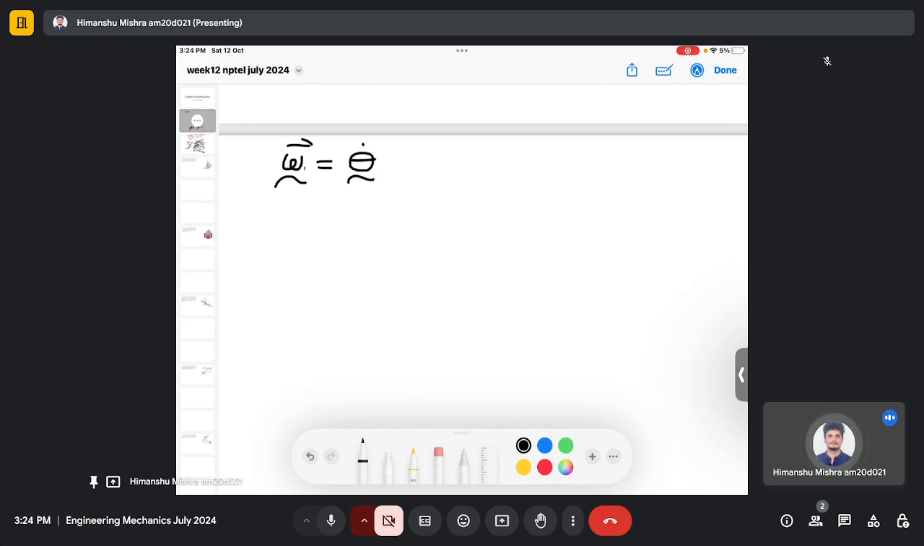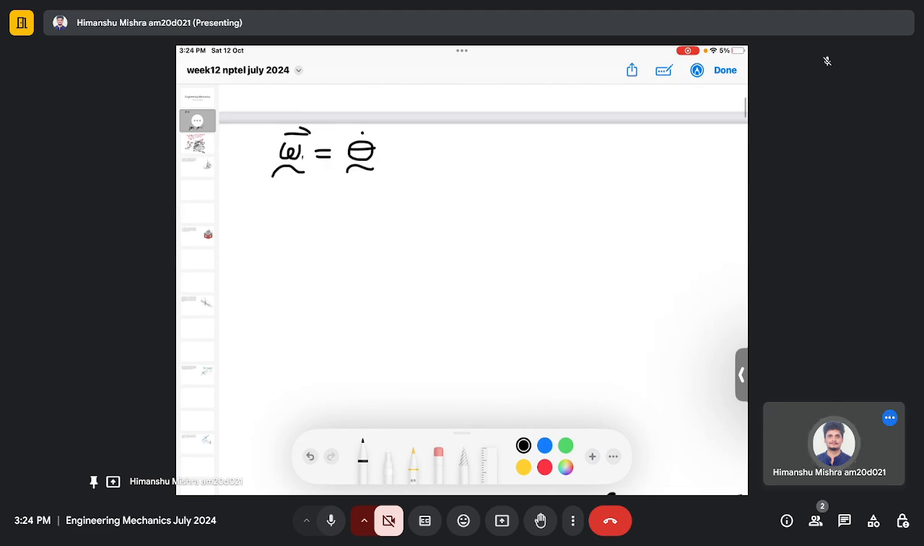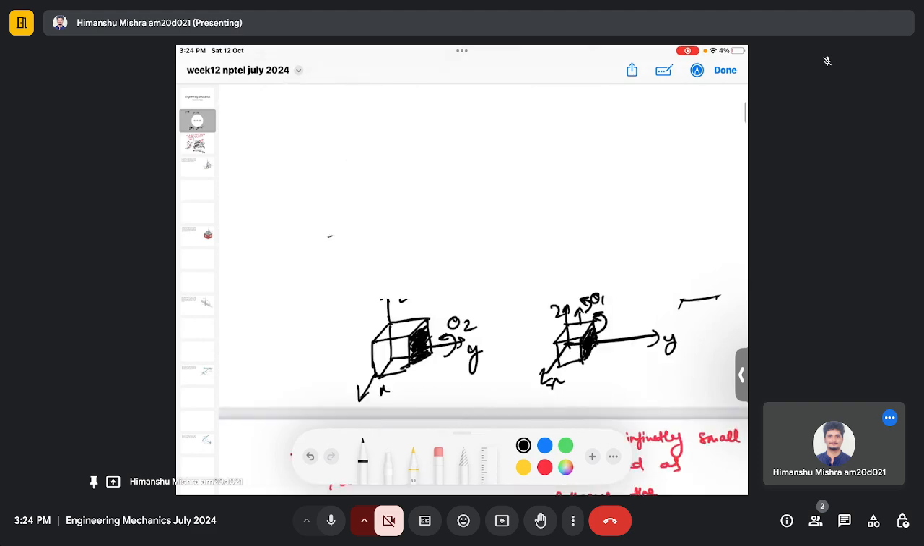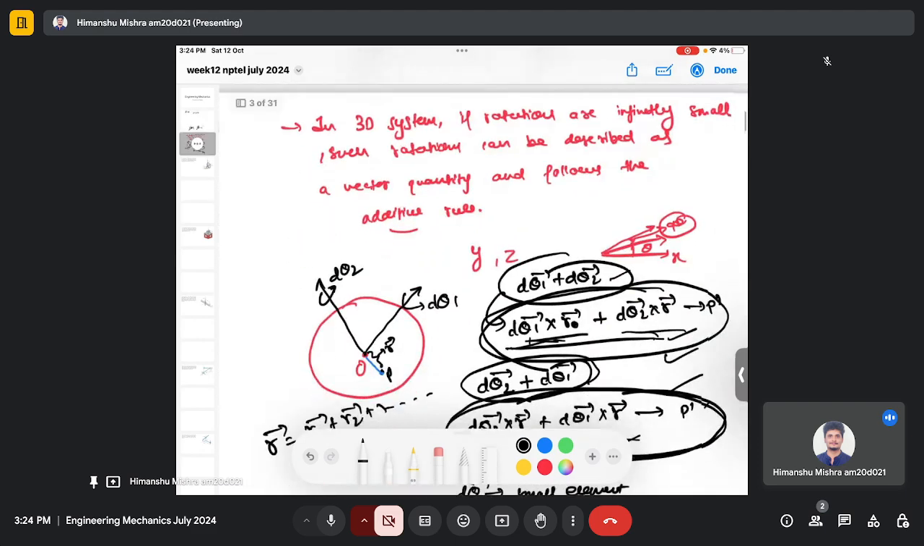Both are vector quantities, right? And the velocity can be defined as omega cross r, right?